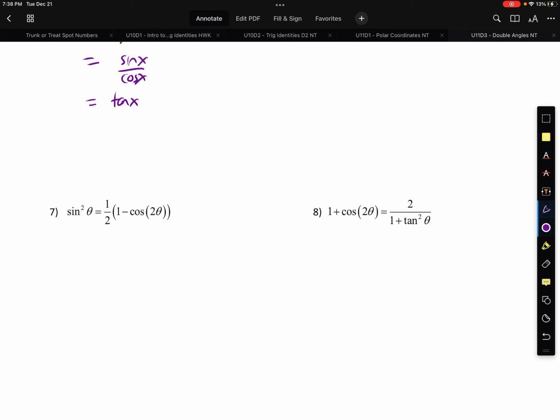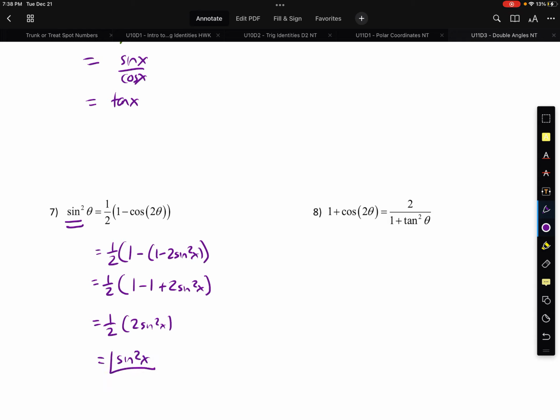The last one I'm going to do is right here. Alright, so I see sine. So I got 1 minus, and I got my cos of double angle. So since I have to end with sine, my best option here is to use the sine formula. So if I distribute the negative, I get 1 minus 1 plus 2 sine squared x, which gives me 1/2 times 2 sine squared x, which gives me sine squared x.